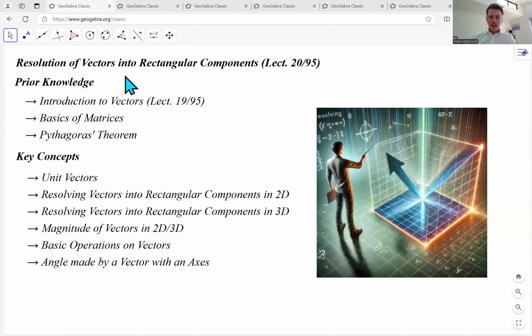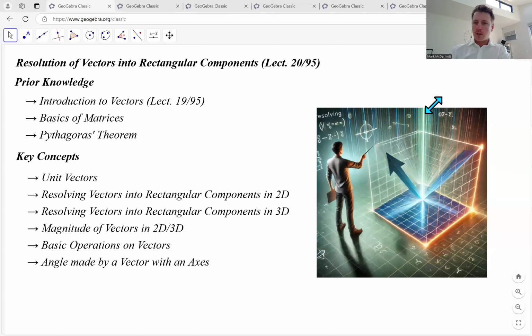All right, so we're going to look at the resolution of vectors into rectangular components. So lecture 20 here. Some prior knowledge for this: I strongly recommend you go back and watch the Introduction to Vectors lecture, which was just prior to this, and it will help to have a basic understanding of matrices and Pythagoras' theorem.